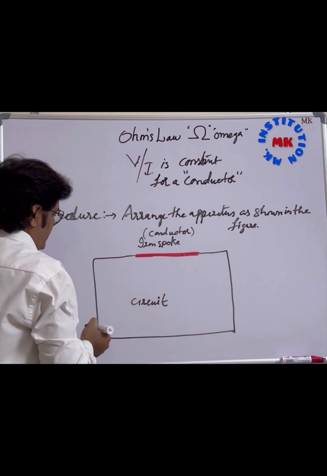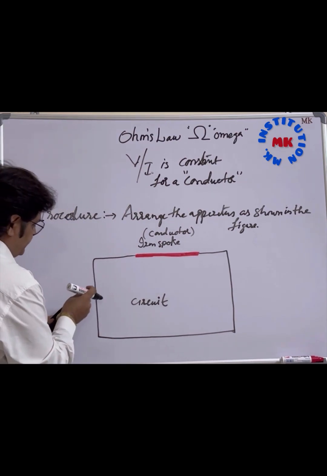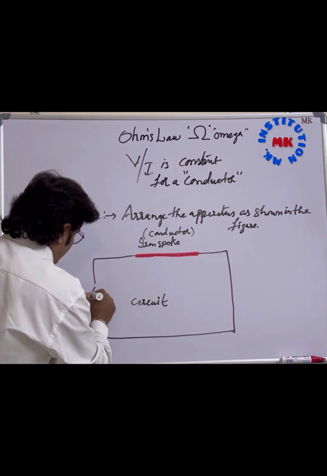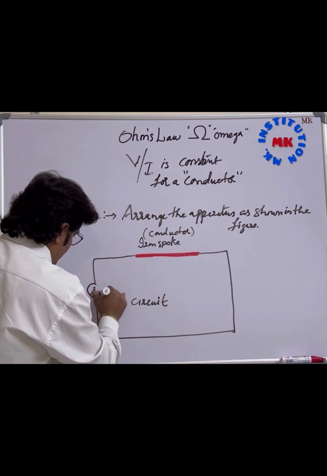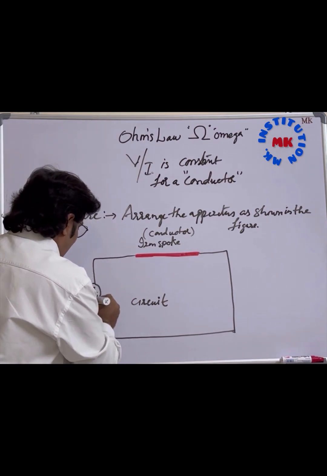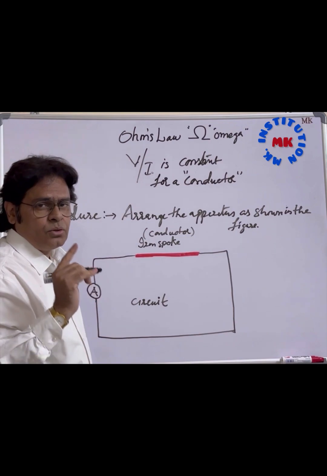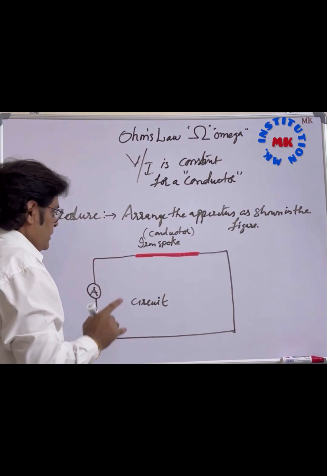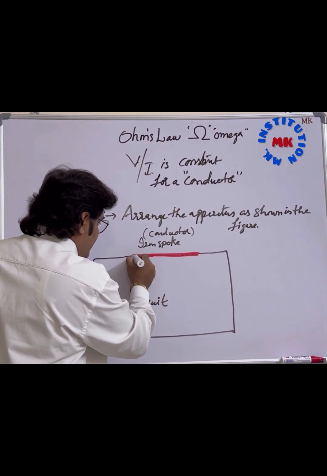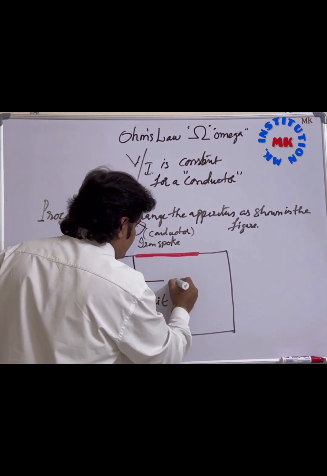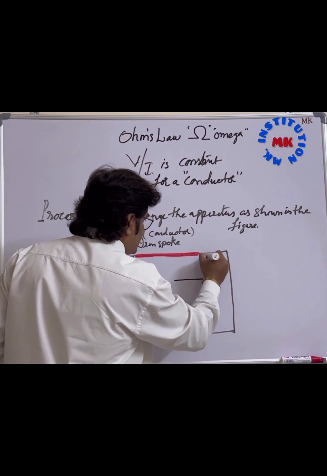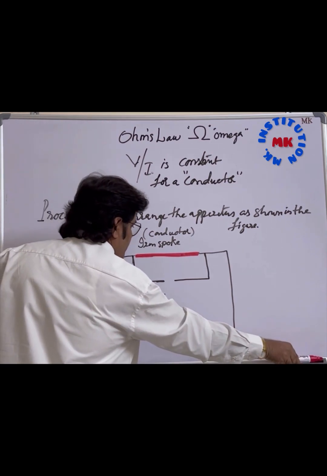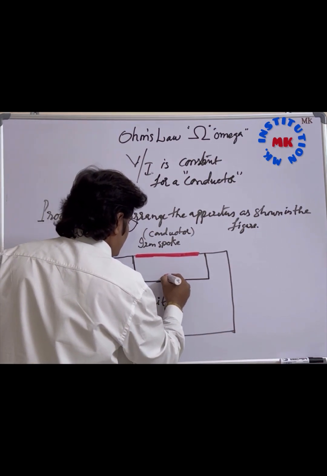Clear? So now what do we have to keep here? Ammeter. Keep the ammeter here. Remember, an ammeter is always connected in series only. But the voltmeter should be connected in parallel. It should be connected in parallel to the series part here. This is the voltmeter. Here we have to keep the voltmeter.